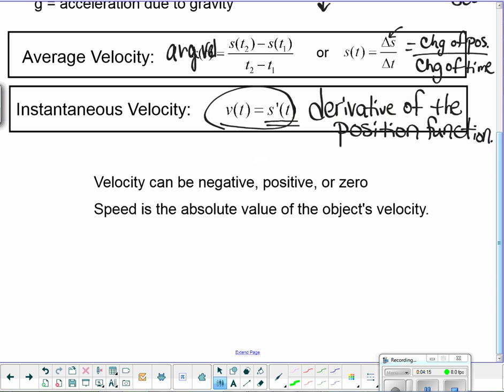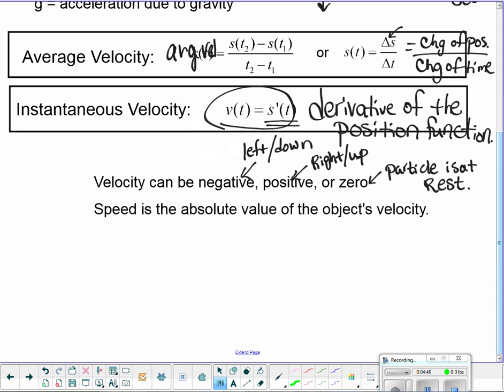Velocity can turn out to be negative, it could be positive, or it can be 0. If velocity is 0, we know our particle or object is at rest, meaning it's not moving. If it's negative, we have left movement, or it could be going down. There's the 2 options. If it's a positive, well, you guessed it, it's either moving right or it's moving upward.